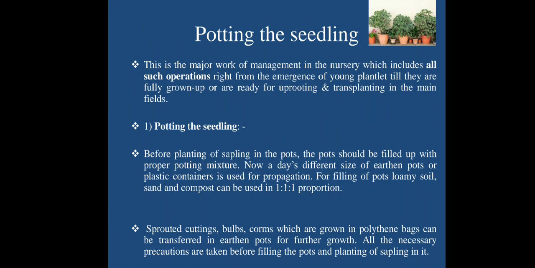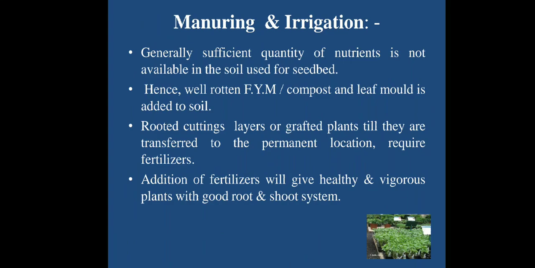Before planting the sapling in the pots, the pot should be filled with proper potting mixture. Nowadays, different sizes of earthen pots or plastic containers are used for propagation. For filling pots, loamy soil, sand and compost can be used in 1:1:1 proportion. Sprouted cuttings, bulbs, and corms which are grown in polythene bags can be transferred into earthen pots for further growth. All the necessary precautions are taken before filling the pots and planting the sapling in it.